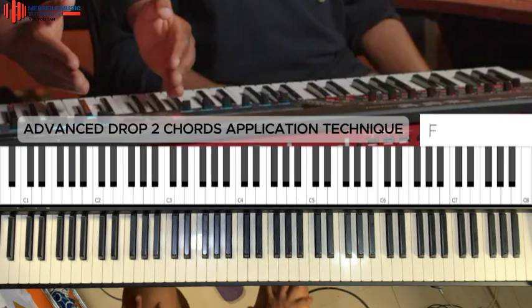Alright, so that will be it for advanced techniques to apply to your drop 2 chords. And drop 2 chords give birth to top music. Also, you could use drop 2 chords at top music.